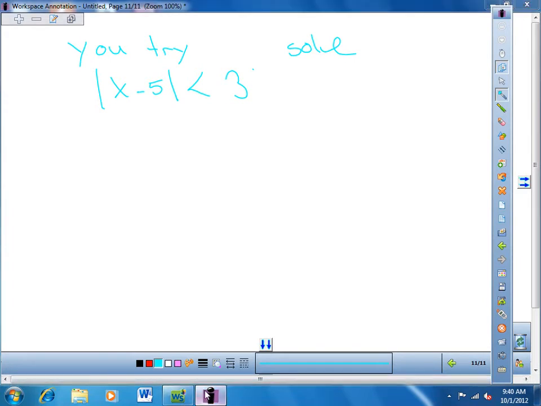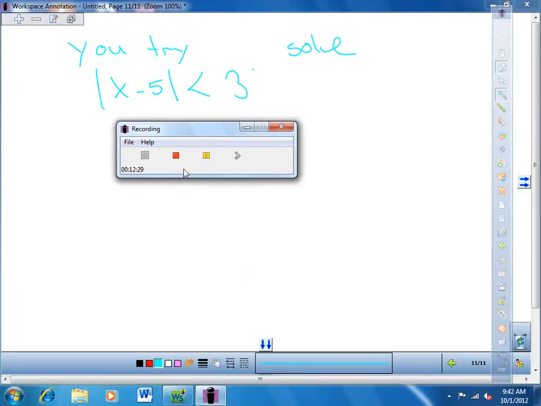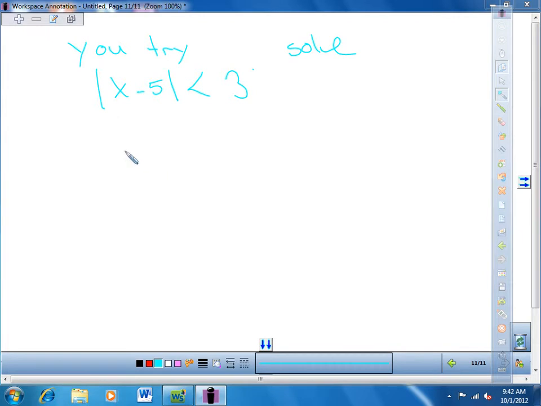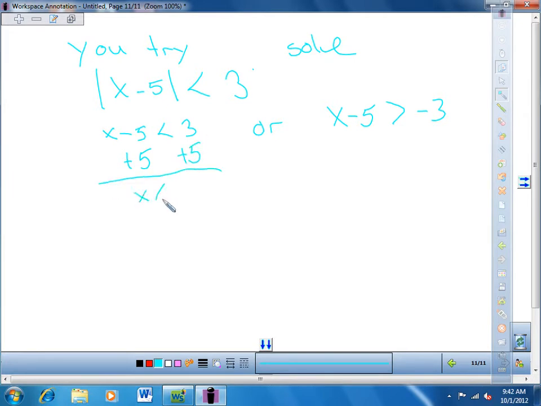Okay. She first said x minus 5 is less than 3, or x minus 5 is greater than negative 3. And you solve those two things independently. First you add 5, and you get x is less than 8. Or x, you add 5, right? Add 5, and you get x is greater than positive 2.